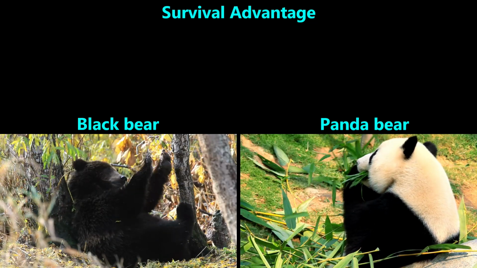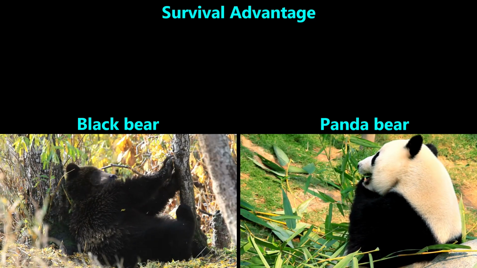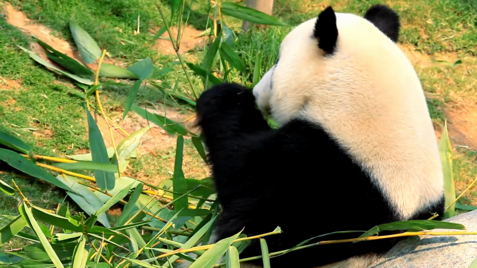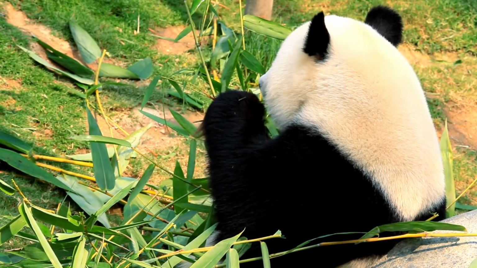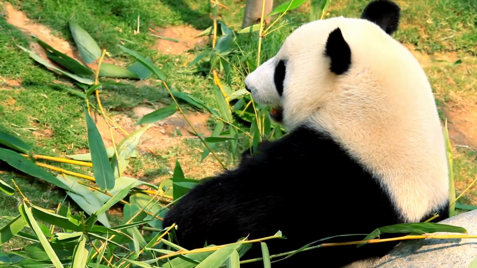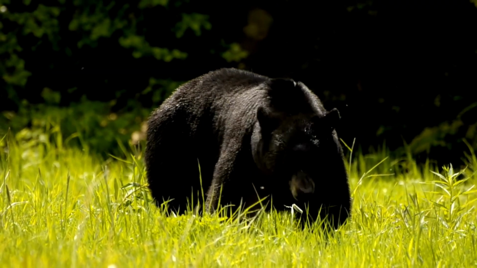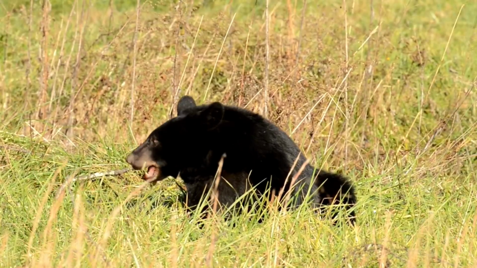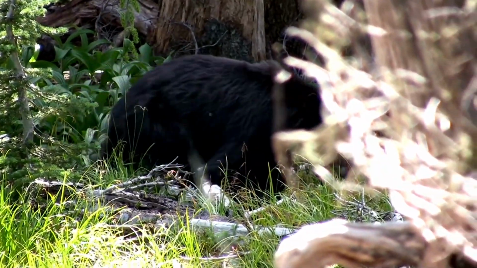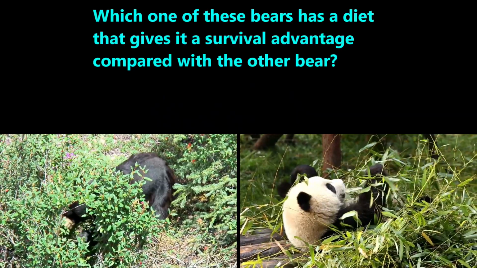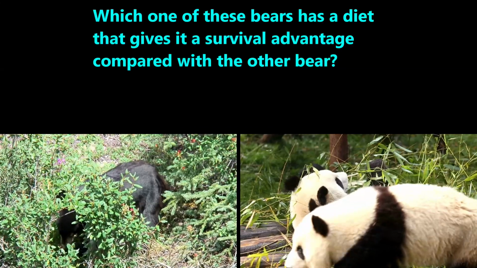We'll illustrate the idea of an advantage by comparing the diet of a black bear and the diet of a panda bear. Pandas are very picky eaters. For the most part, pandas only eat bamboo plants. And that's just about the only thing it eats. This is a black bear. It is an opportunistic eater. That means it will eat almost anything that it can find or catch. That includes everything from berries to honey to small animals. Here's a quiz. Which one of these bears has a diet that gives it a survival advantage compared with the other bear?